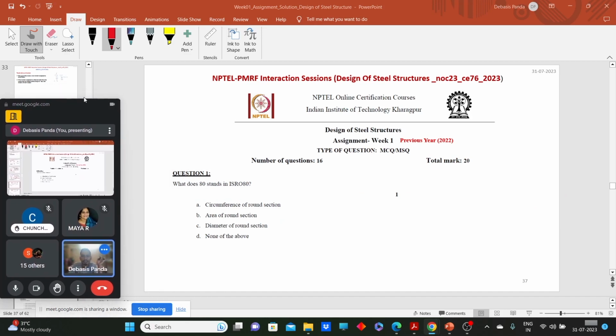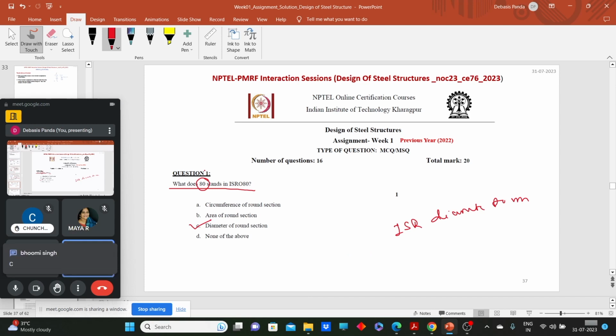Now this is a previous year question of the course design of steel structure. It's a 2022 question paper. The first question says, what does ISRO 80 stand for? Tell me, write it down quickly. I just explained these things, the round sections and square sections. So what does that mean? That means we have an Indian Standard round section of diameter 80 mm, right? It's the diameter of the round section.